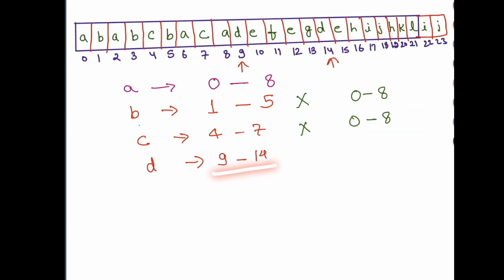D is telling me 9 to 14 is one partition, but let us see what other characters are telling me. So let us look at the next character, which is E. What is E telling me? E is telling me I am starting at index number 10 and I am going till index number 15, 10 to 15.